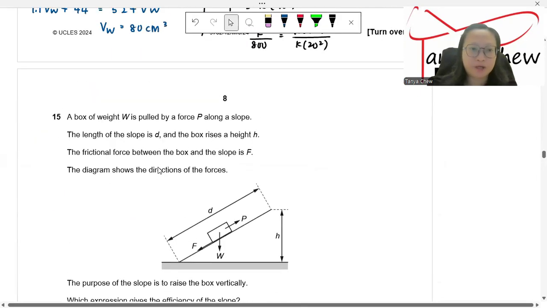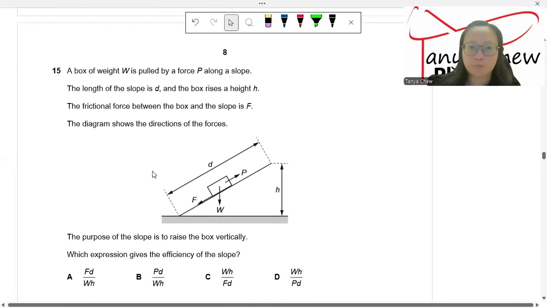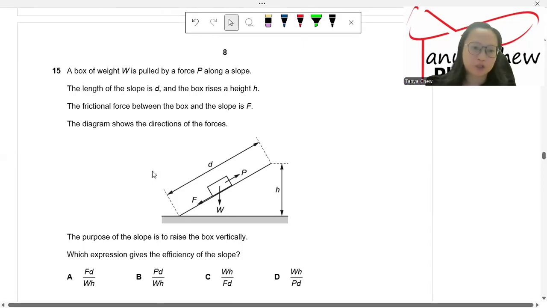Question number 15. A box of weight W is pulled by a force P along a slope. The length of the slope is D and the box rises a height H. Frictional force between the box and the slope is F. Diagram shows the direction of the forces. The purpose of the slope is to raise the box vertically. Which expression gives the efficiency of the slope?